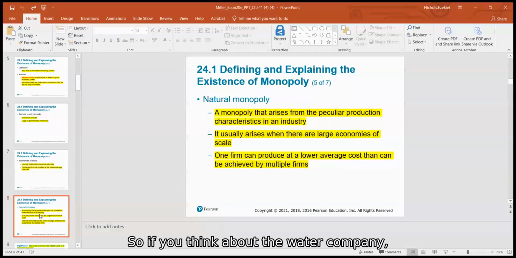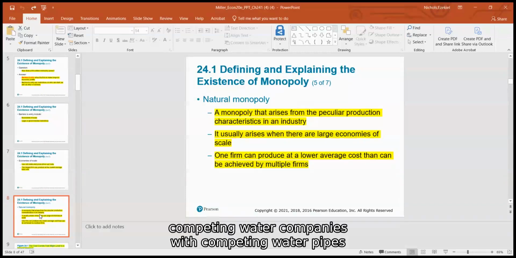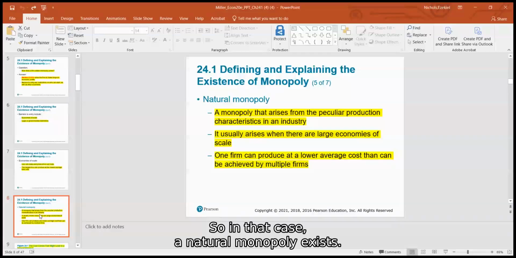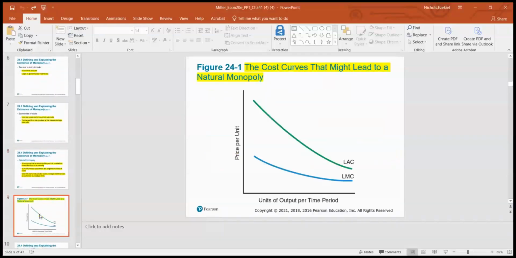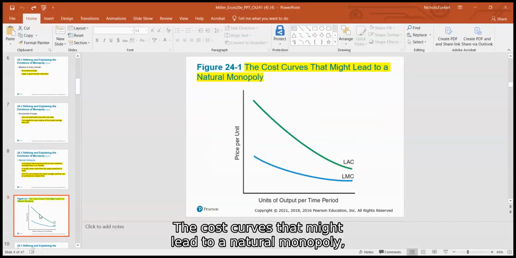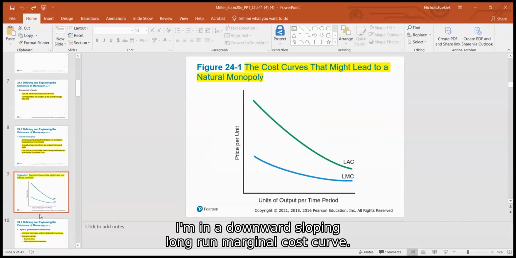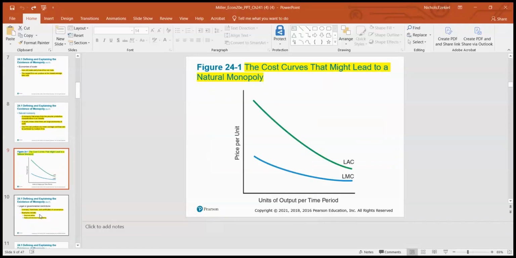So if you think about the water company, it wouldn't make much sense to have competing water companies with competing water pipes running to everybody's property. It would be way too expensive and take up way too much space. So in that case, a natural monopoly exists. The cost curves that might lead to a natural monopoly, you can see a downward sloping long-run average cost curve and a downward sloping long-run marginal cost curve.